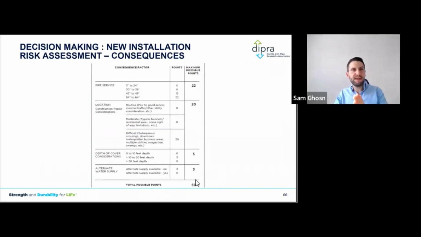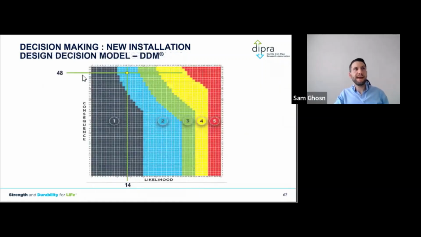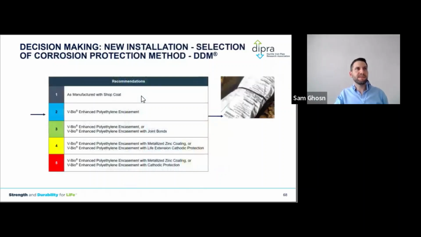If we're close to 50, this main is very critical. If we're close to 10, that main is not critical, for example. So let's say we're at 48, that's a critical water main. And we're still at 14, which means a non-corrosive environment. We end up in zone 2, and that means V-Bio enhanced polyethylene encasement is enough to protect this water main for 100 years of service.